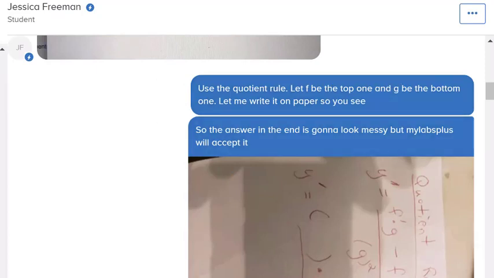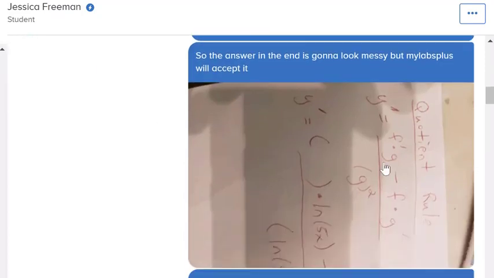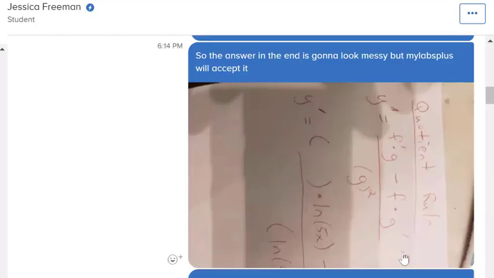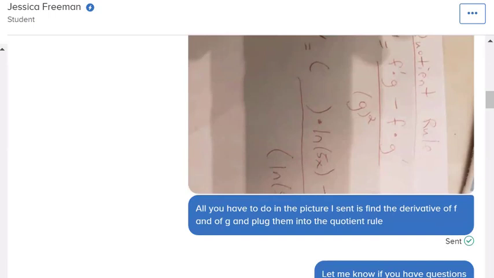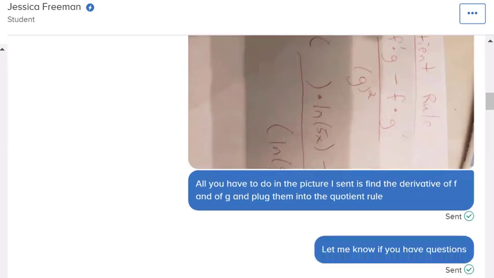Maybe that was her last attempt, and then I just said, hey, let the quotient rule be something like this, and I was able to work it out on the side and show her, this is how you want to set up your quotient rule. I was able to send her a picture back in the Remind app. And remember, when you're using the Remind app, you're only texting me. You're not texting the whole class.